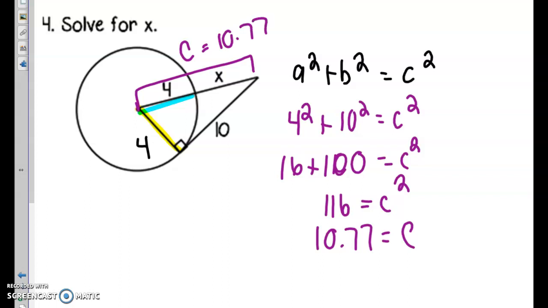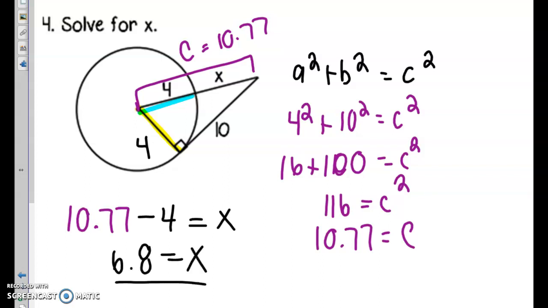Which is nice, but we want to know what x is equal to. So now we need to take the whole length of the hypotenuse, 10.77, and subtract the part we know. So we're going to subtract the 4 to give us the value of x. And when you do that on your calculator, you're going to get that 6.8 is equal to x.